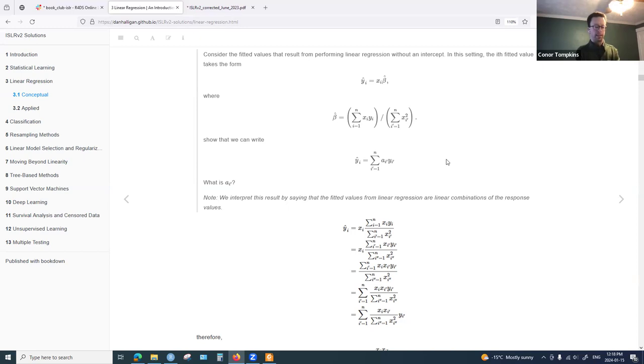The intercept, I think, would be saying, like, if you're trying to predict house price, and the intercept is 100,000, then that tells me that on average, the house price is 100,000 plus or minus the other effects.